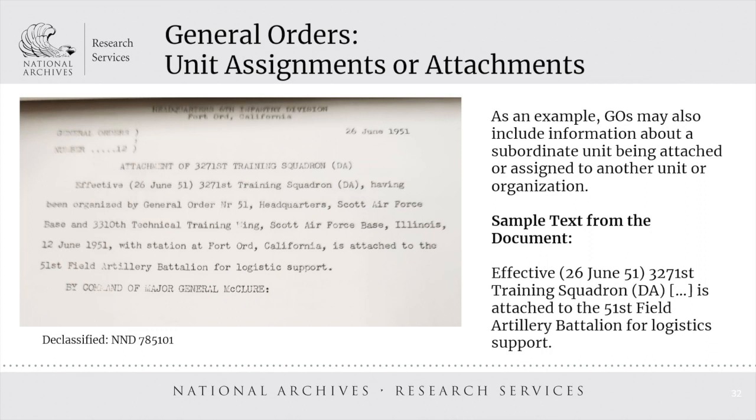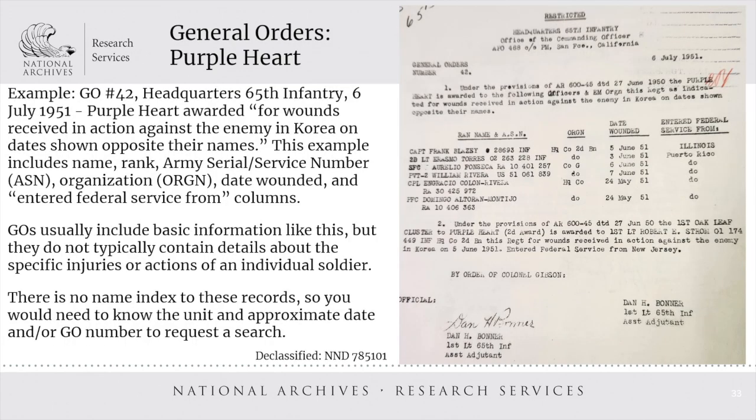In this document, for example, you can see that the 3,271st Training Squadron was attached to the 51st Field Artillery Battalion. Remember, if you are searching the catalog for the 3,271st Training Squadron, you may not find many, or any, results. In that case, you would want to search for the battalion and then the regiment that the squadron was attached to. One of the most common reasons to search for general orders, though, is to learn information about medals that were awarded to individual soldiers.